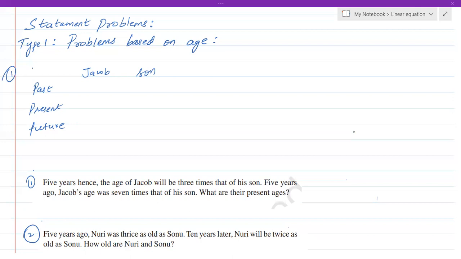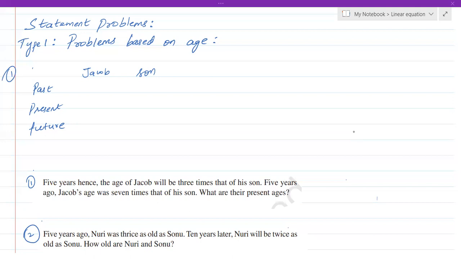The main task is to get the equation. Once we get the equation, we can solve it very easily by any of the known methods, that is substitution or elimination or cross multiplication. In all the problems based on age, we are going to create a table something like this.